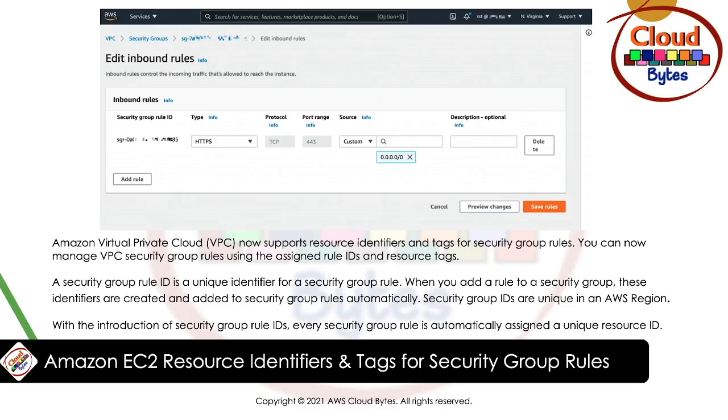Security group IDs are unique in an AWS region. With the introduction of security group rule IDs, every security group rule is automatically assigned a unique resource ID. Before this release, you had to reference and manage security group rules based on the rule attributes such as ports, protocols, IP CIDRs, which can become difficult to incorporate into automation tooling.